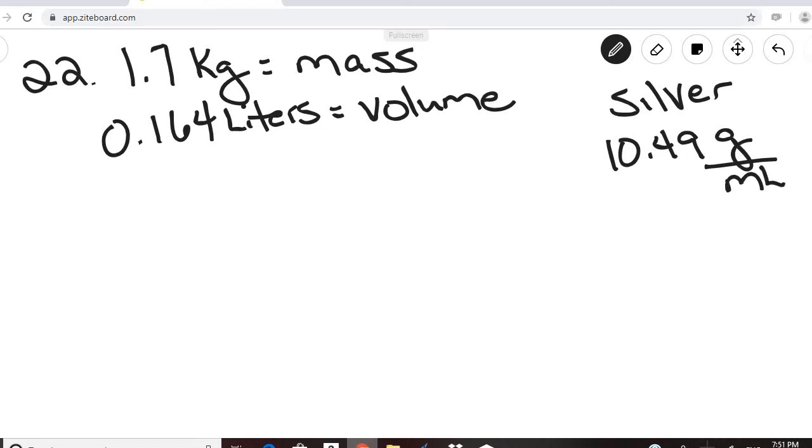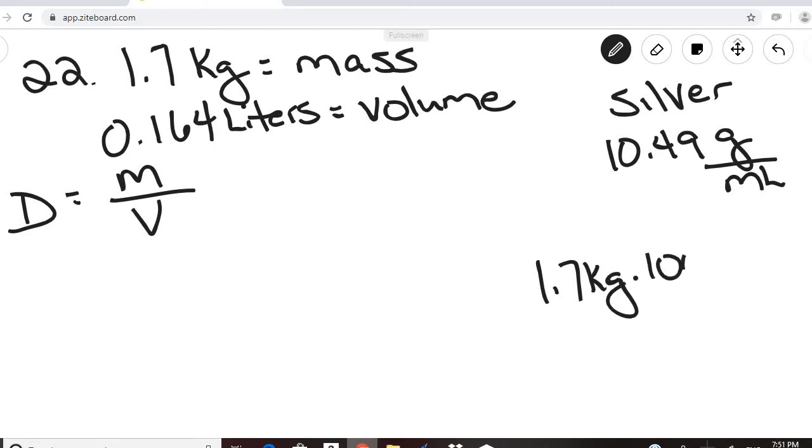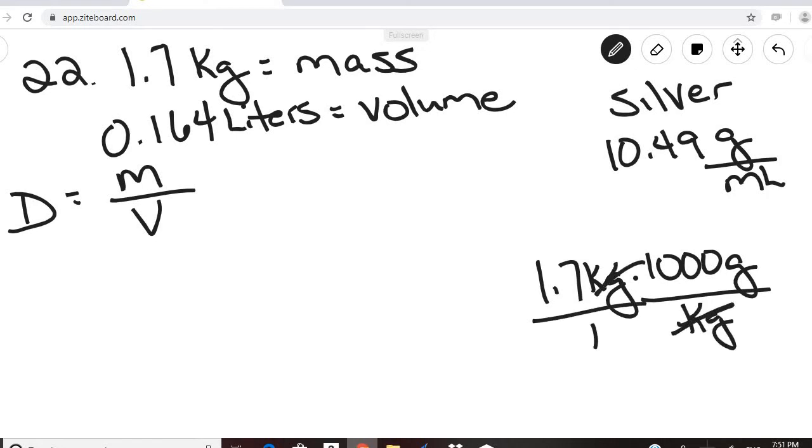Okay, so density is equal to mass divided by volume. So again, we need to get that mass in grams. So 1.7 kilograms. There are 1,000 grams in a kilogram. The kilograms are going to cancel, so that the mass is 1,700 grams. Two significant figures.